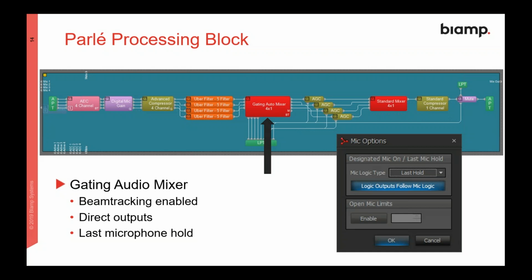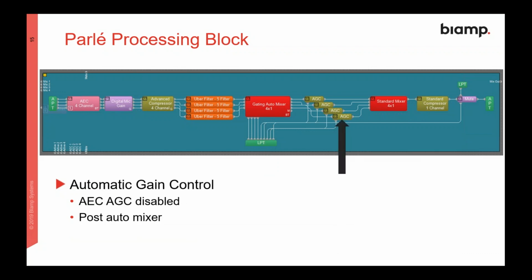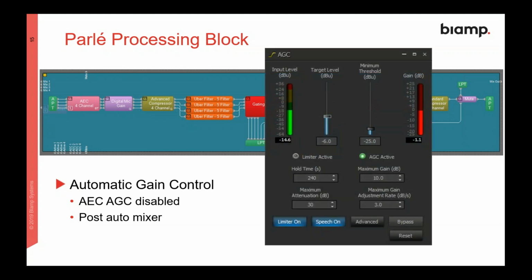When you go into custom mode, you can turn that on and it'll limit it to 1, 2, or 3 microphones. Then after the auto mixer, we run through the AGC. We're not going to go into any detail of the AGC here, but we find that AGC works best when it's post-gate after the auto mixer. So we've disabled AGC in the AEC processing block, and we've put it after the microphone.